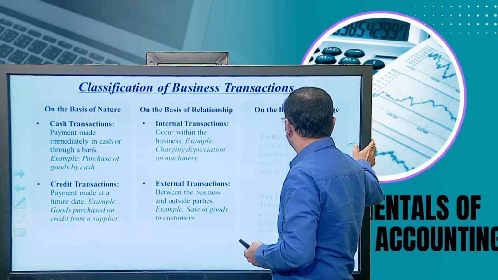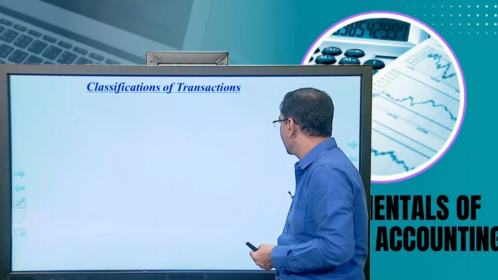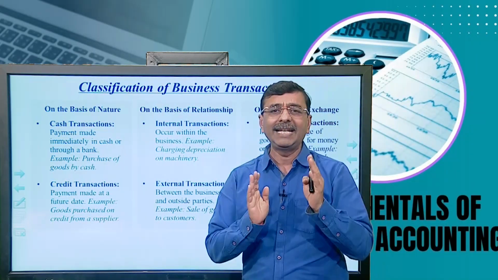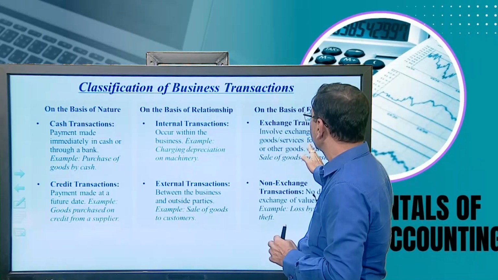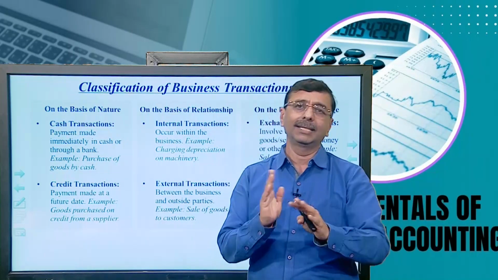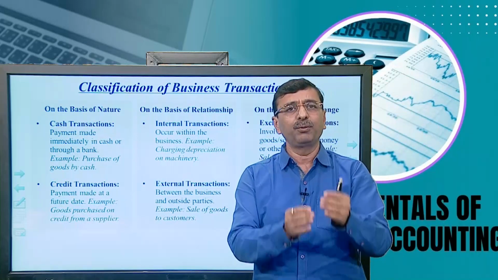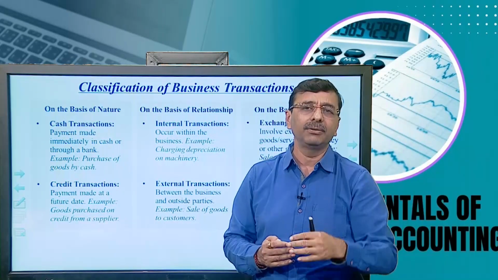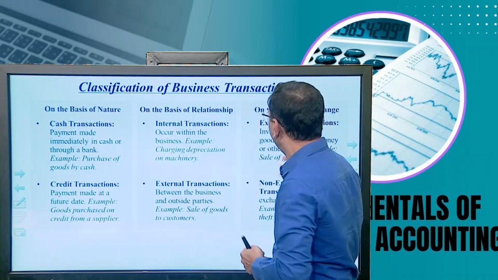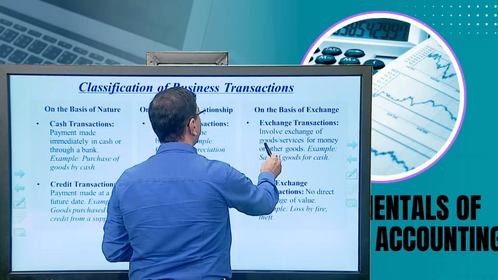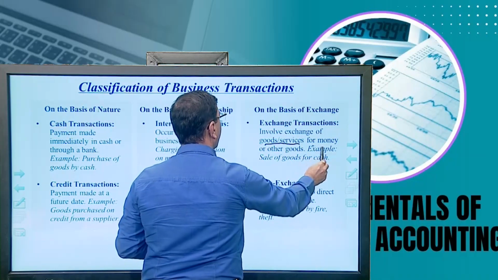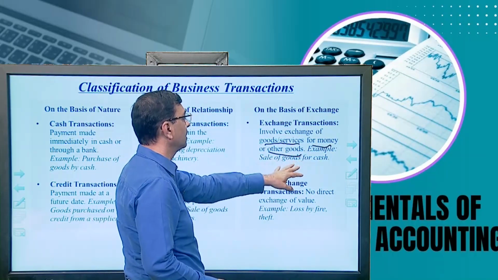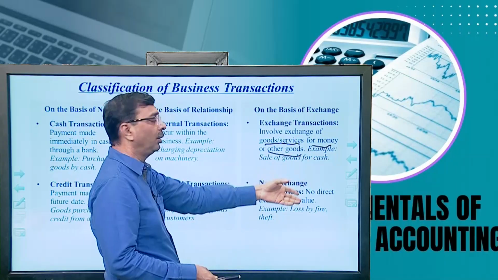Moving to the next, on the basis of exchange: exchange transactions and non-exchange transactions. Exchange transactions involve goods and services exchanged for money or other goods. Why? Because when you purchase goods, you pay cash and you receive goods in return. So that is an exchange transaction. It involves the exchange of goods or services against money or other goods, like a sale of goods by cash or in another way.